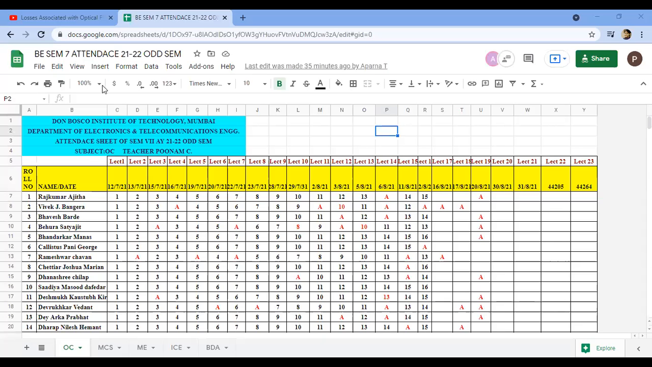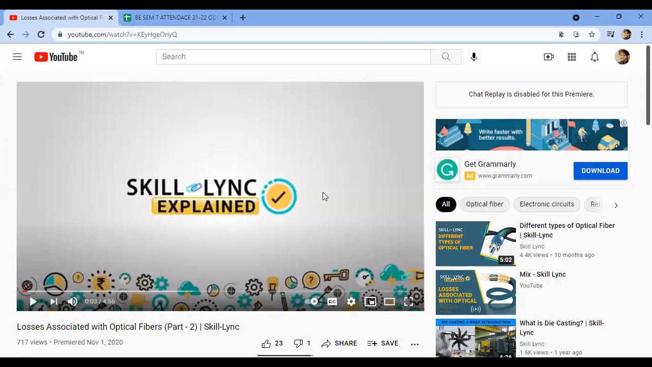I'll just show you one video. That video is about bending loss, and the next loss, which is the dispersion loss. Okay, so dispersion loss I will take in tomorrow's class, but you see the video. After this video, we will be doing the numericals.